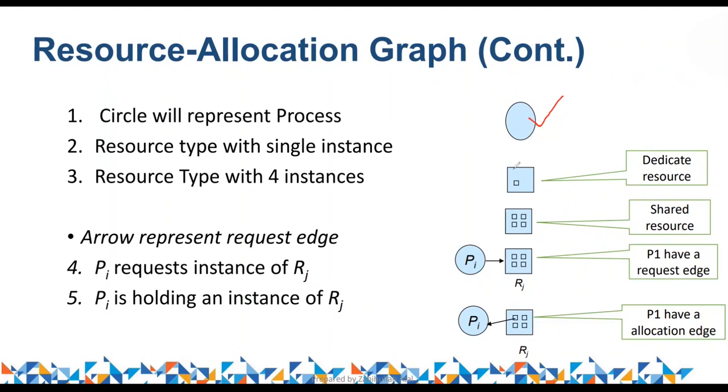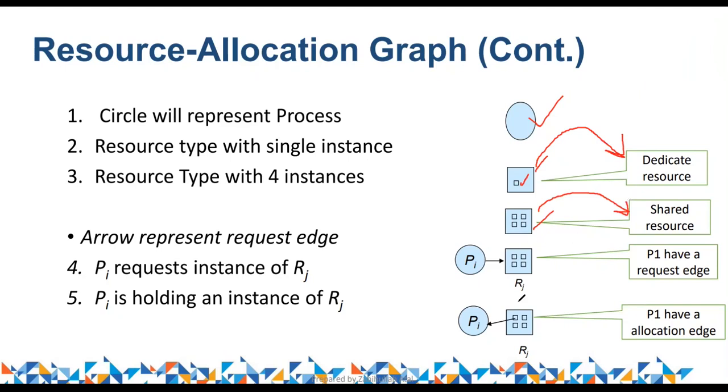And the resources will be represented by a rectangular shape, okay? When it is a single instance resource, it will consist of a single box. When it is a multi-instance resource, we have to represent it with multiple inner boxes, okay? So this is a single instance resource and this is a multi-instance resource. The single instance resource is also called a dedicated resource. Dedicated resource means not shareable. Multi-instance resources are called shareable resources because we can share this resource with multiple processes at one single time.